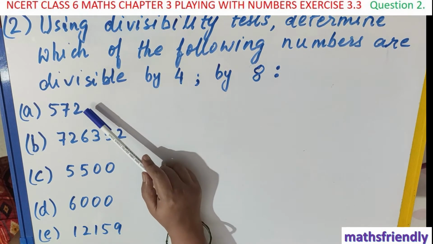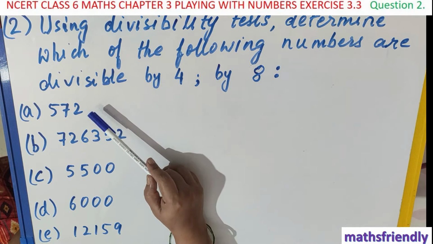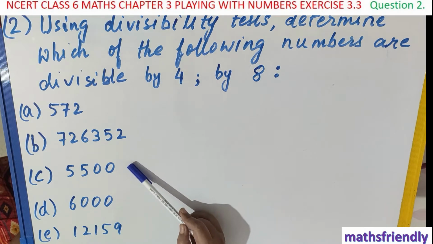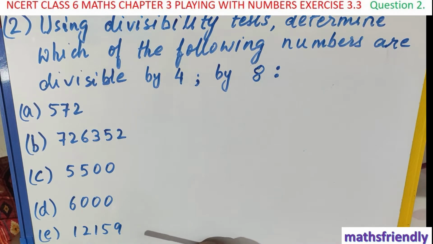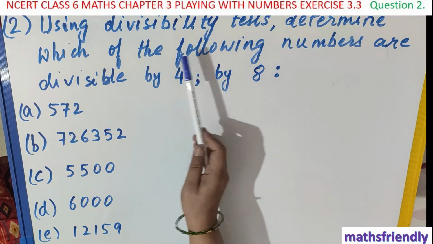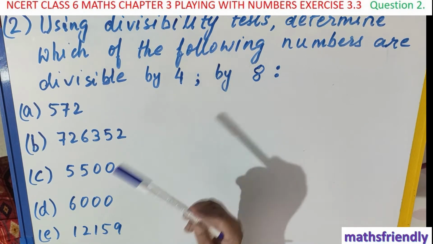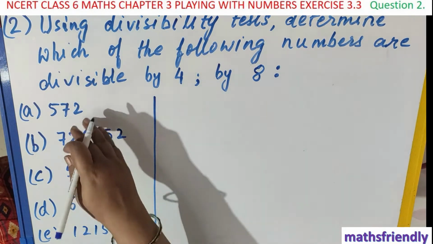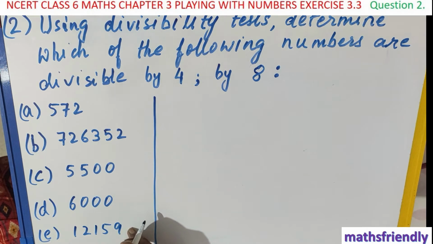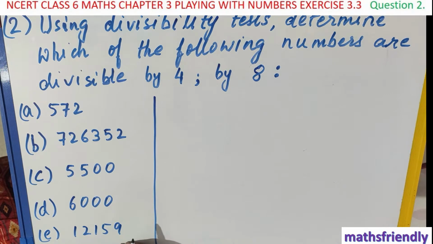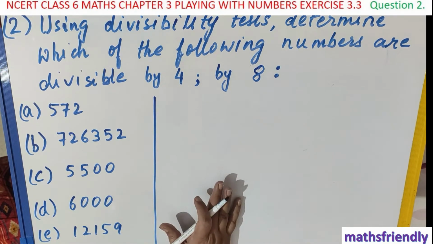So we have to use the divisibility tests to determine whether these numbers are divisible by 4 and by 8 or not. So how can we do that? We can do that by using the divisibility tests. Okay, so one by one I will solve each question. Here I have written A, B, C, D and E, but in the book it is given up to J, but there is less space, so I have not written all the questions up to J. After rubbing that, I will solve all the questions up to J.